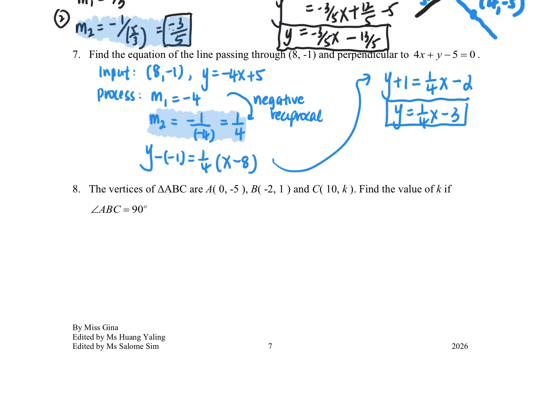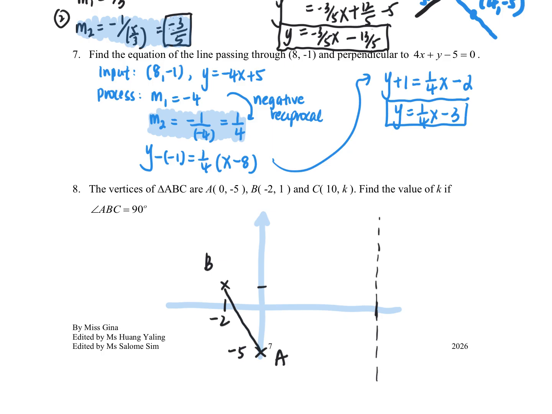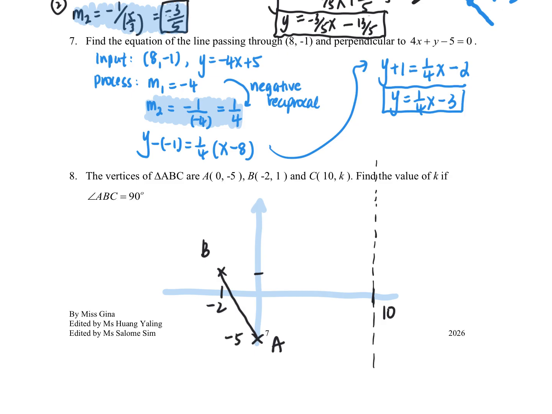Vertices. I have 3 of them. So let's try to just roughly see where they are. So 0, minus 5 probably here. Minus 2, 1 here. And then I have another one at 10, K, but I don't know where it is. What I know is this, but I don't know where C is. I don't know where K is. So K can be anywhere. What they tell me is that ABC is 90 degrees. So probably K is somewhere here. I just don't know what the value is.